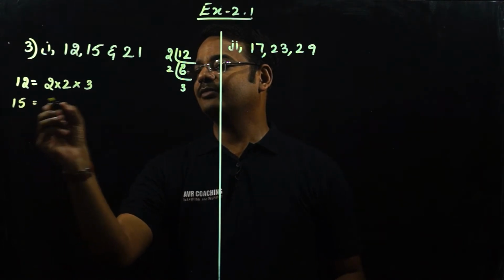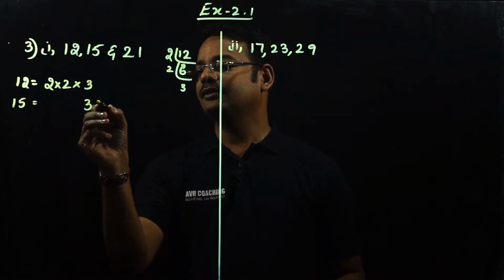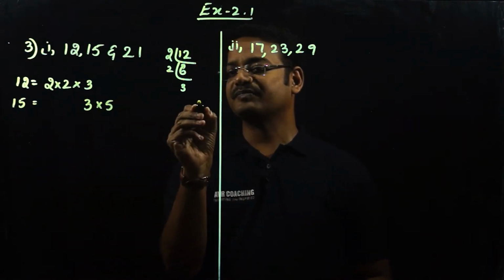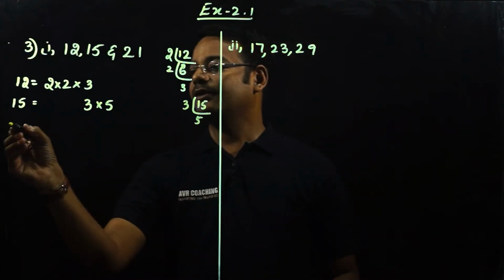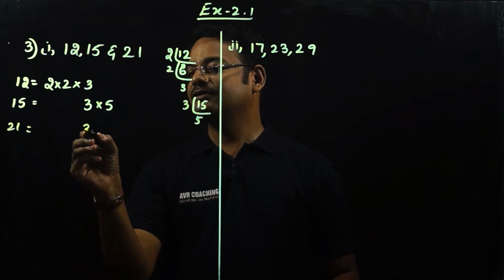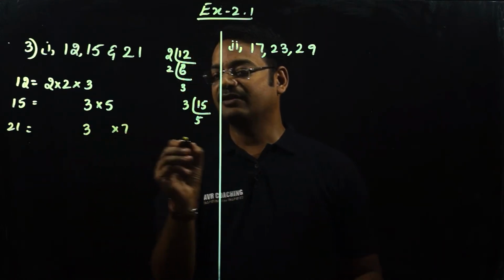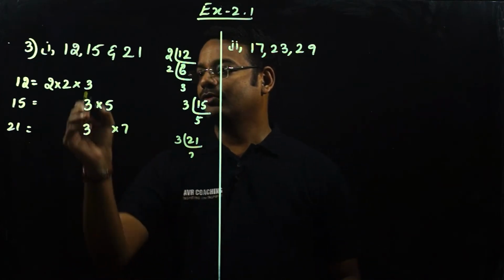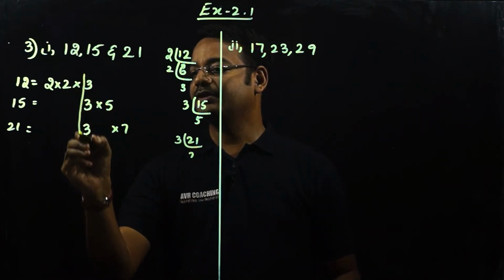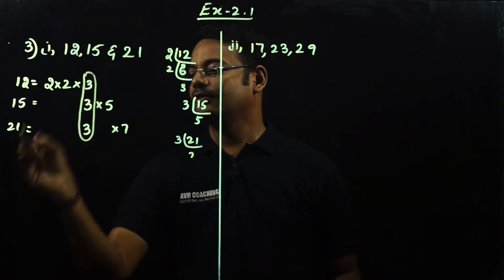15 can be written as 3 into 5. And 21 can be written as 3 into 7. Now here the only repeating term is 3.